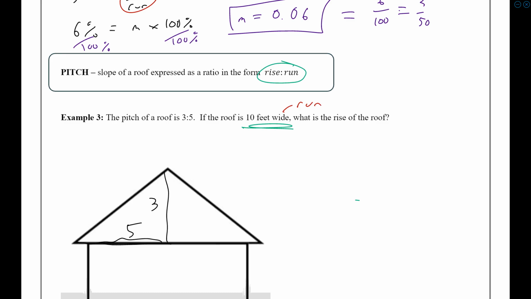So let's set up a proportion. Let's go back to Math 10.3 for a minute. We're saying the pitch is 3 out of 5, but we want to compare this to 10 as the run, with something as the rise, right? Okay. So when I have a proportion like this, 3 out of 5 equals x over 10, how do I find x?